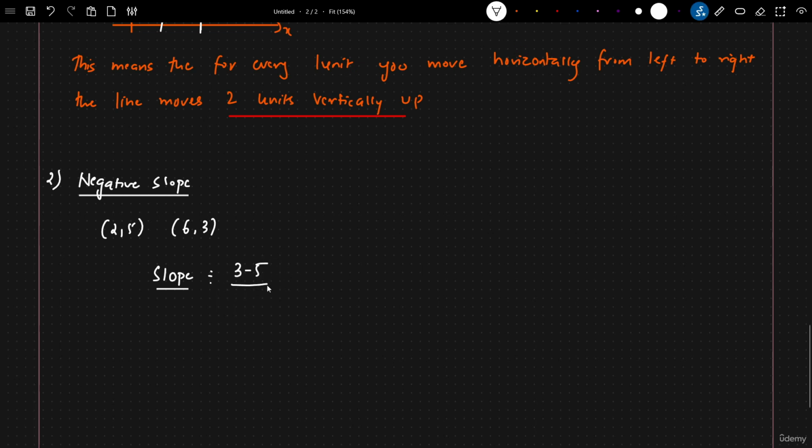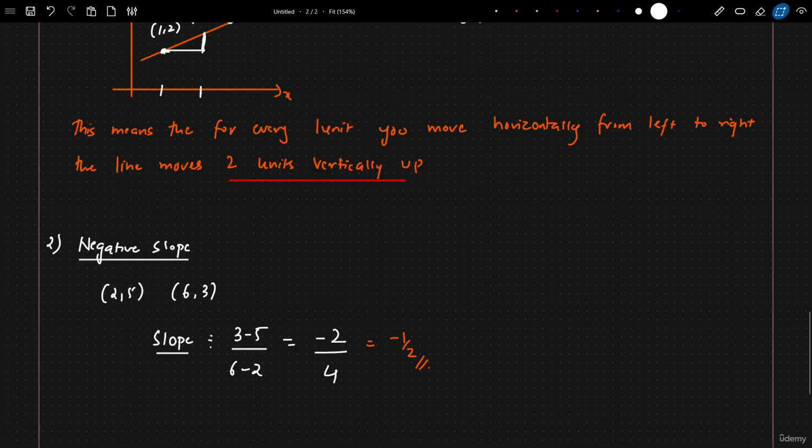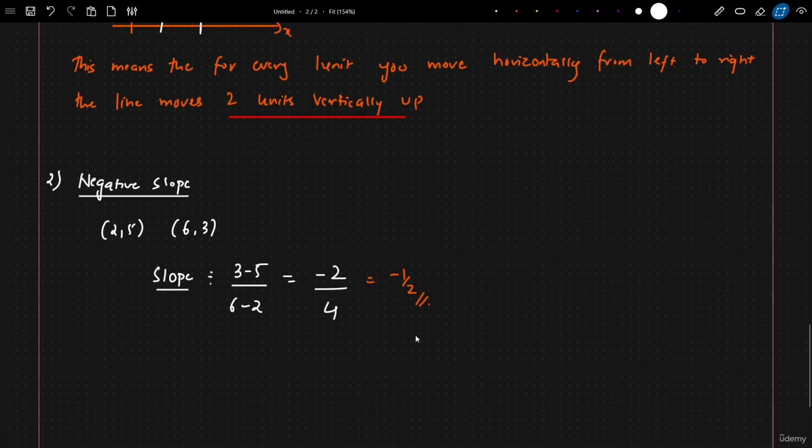So 3 minus 5 divided by 6 minus 2. This is nothing but minus 2 by 4. Once I calculate this slope, let's also try to plot this. Let's plot it over here. So here is my plotting.